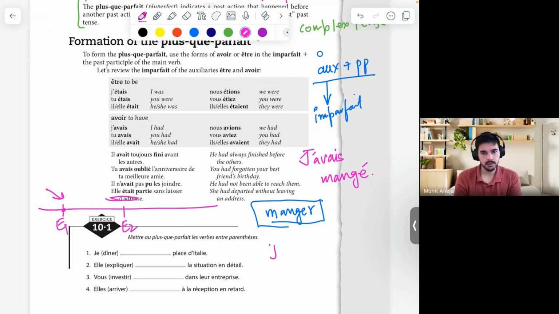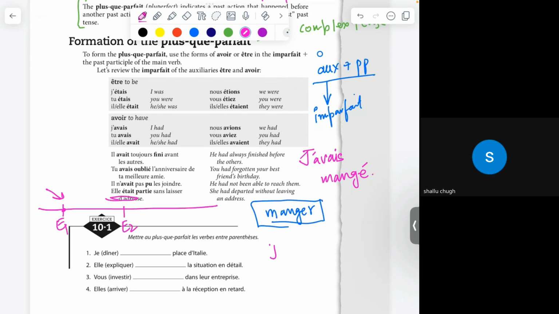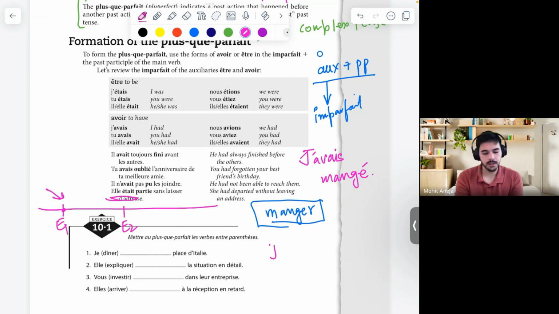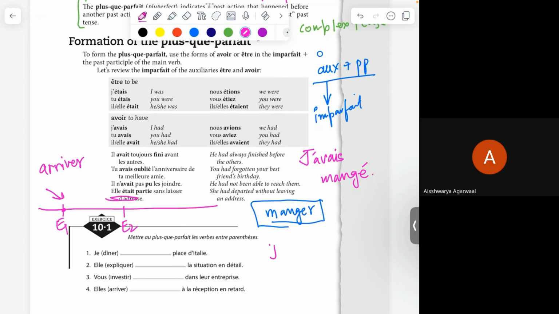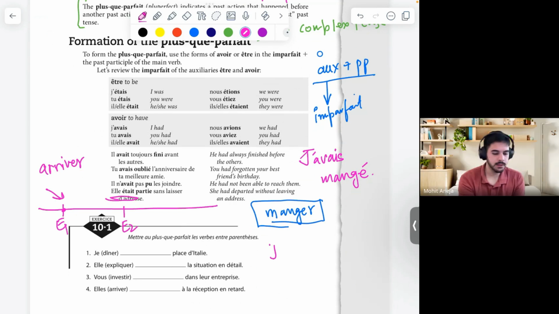E1. Any doubts, Shalu, in that? So now look, what is the verb that is being used for E1? Arrive. Yes. Now suppose they were a group of females who arrived.